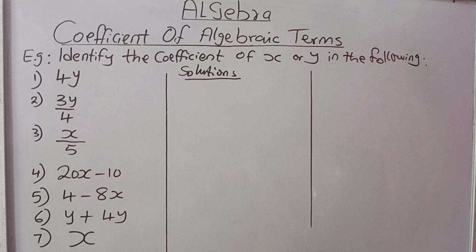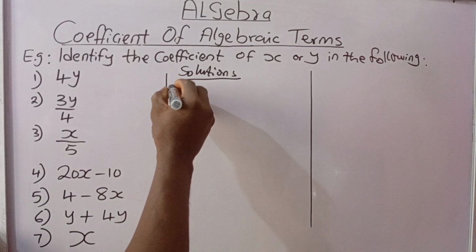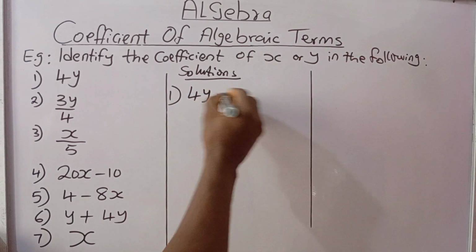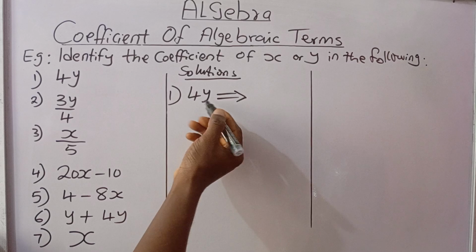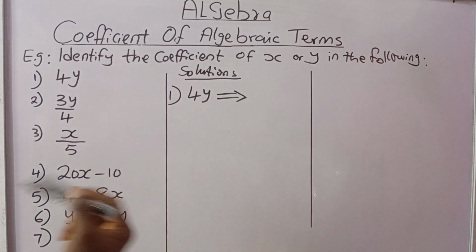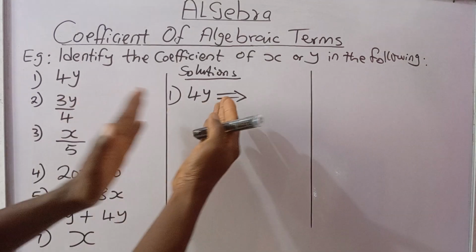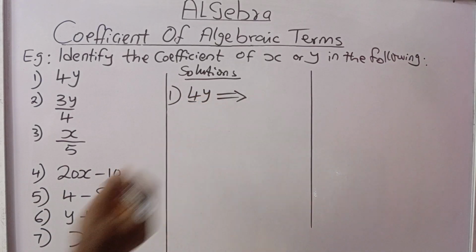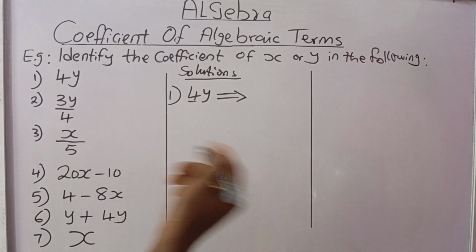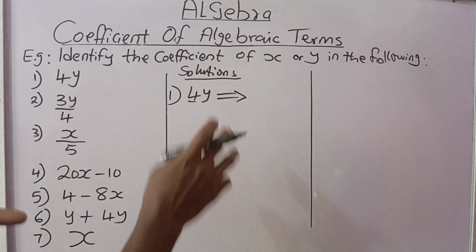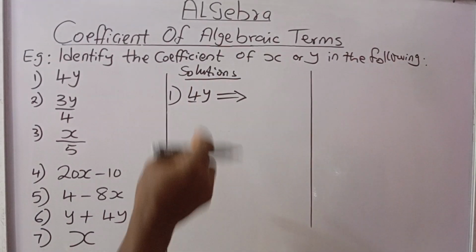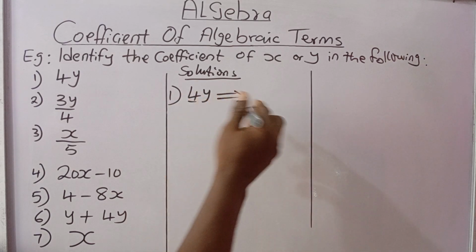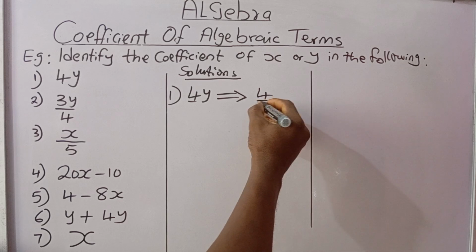Let's start with the first one. The first one seems very simple, going by my explanation. 4y. What is the coefficient of y here? The coefficient of y is the number that multiplies y to give us this product. So the coefficient of y here is 4. 4 is the coefficient of y. Because if I say 4 times y, that will give me 4y. So the coefficient of y is 4. Had it been the asked, what is the coefficient of 4? I would have said y. Alright, so the coefficient of y is 4. So 4 is the answer to this particular one.